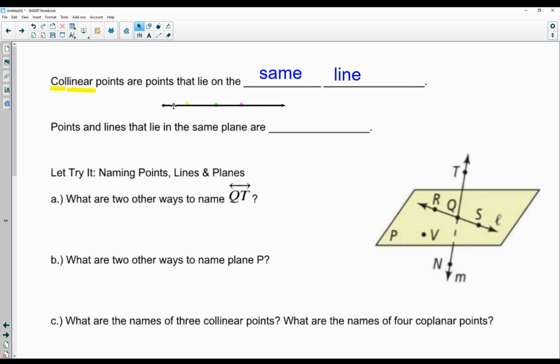Okay. Now, similarly, we have something called coplanar. That's when you have points and lines that are in the same plane. So when they're on the same line, they're collinear. When they're in the same plane, they're called coplanar.